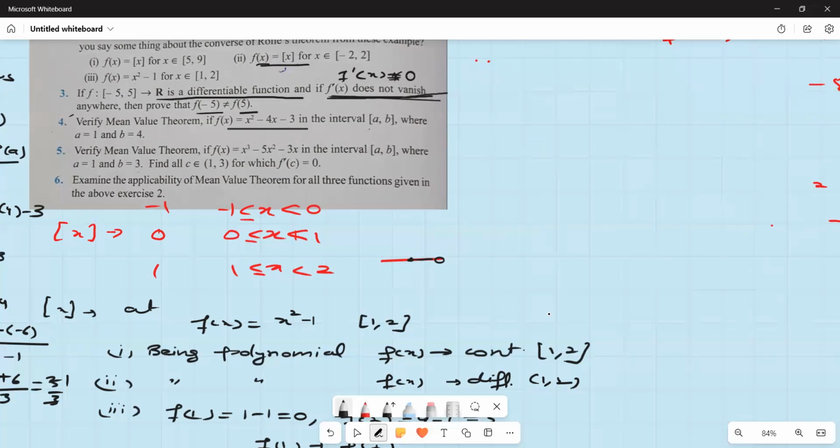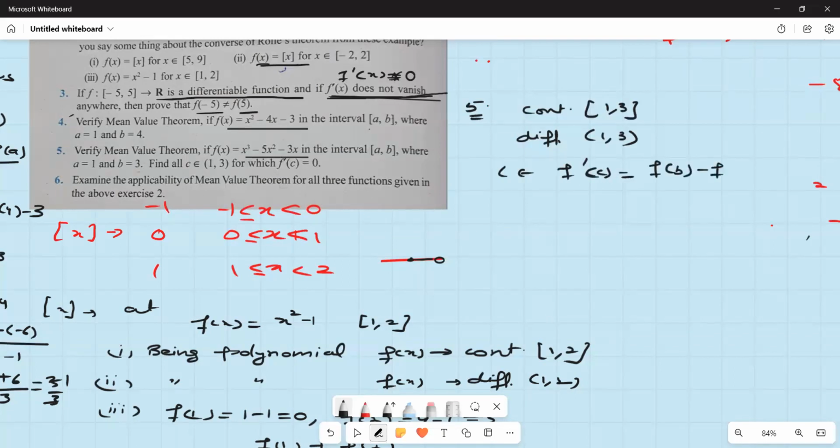Question number 5. When it's written mean value theorem, it's always Lagrange's mean value theorem. f of x being polynomial is continuous in the closed interval 1, 3. Continuous in closed interval 1, 3. Being polynomial, f of x is differentiable in open interval 1, 3. Then there exists a c such that f dash c, because mean value theorem is the first part, f dash c is equal to f of b minus f of a upon b minus a.